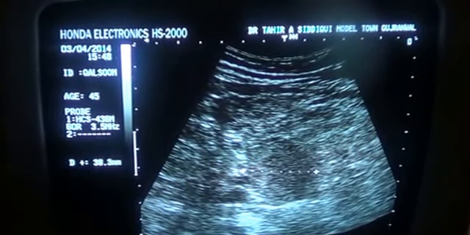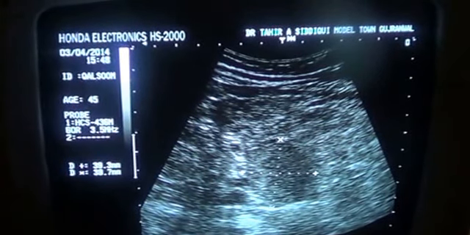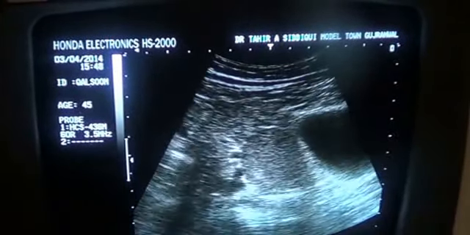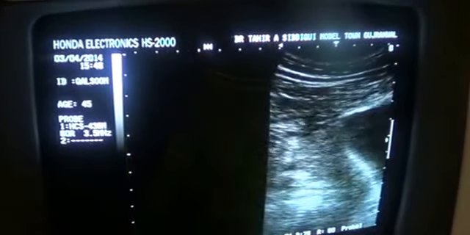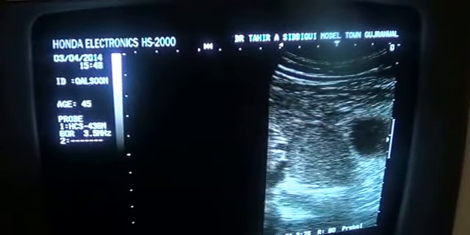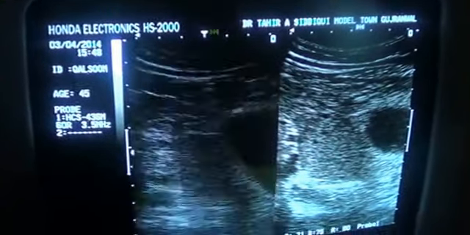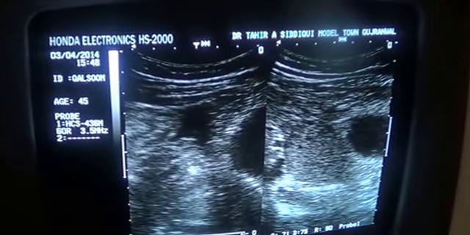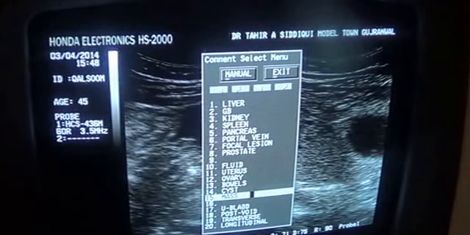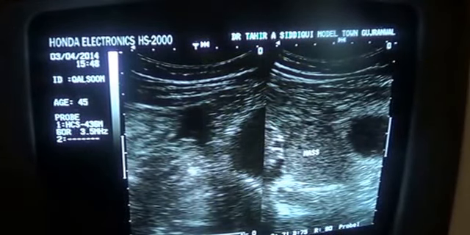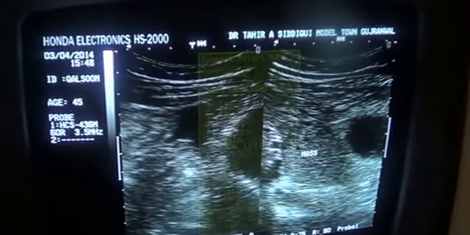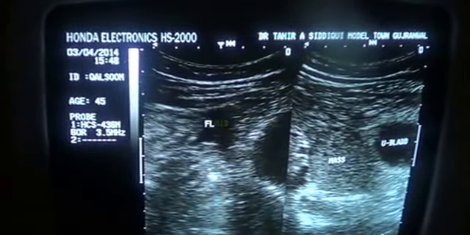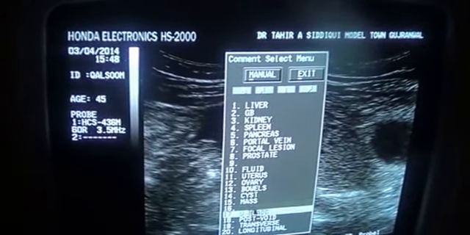This is the mass, measuring 3.9 or say 4 by 4 centimeters. With fluid in the peritoneal cavity, as well as in the dependent region, peritoneal cavity as well as in the pelvis. This is the mass. This is the urinary bladder. This is the fluid, this one free fluid. This is the urinary bladder in longitudinal section.